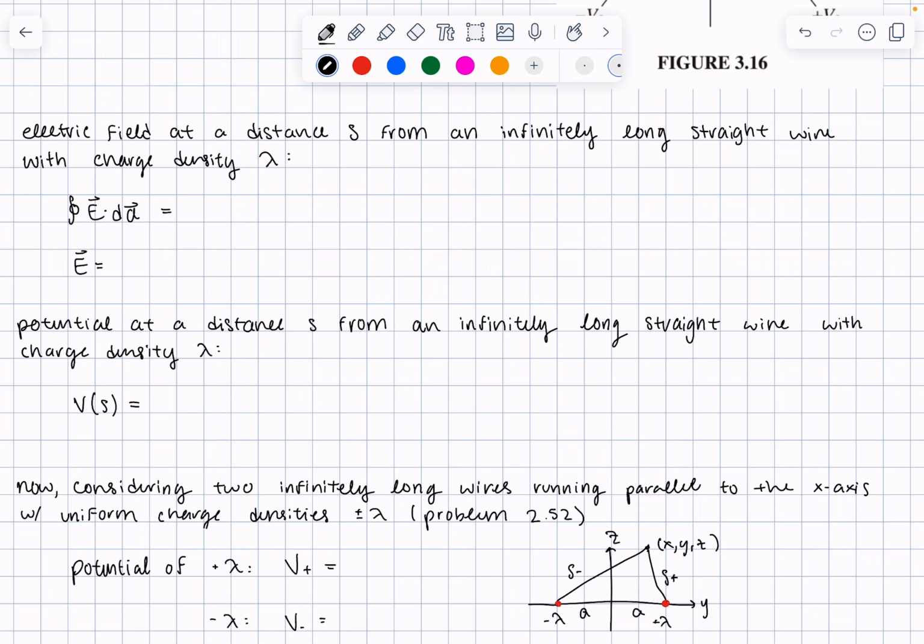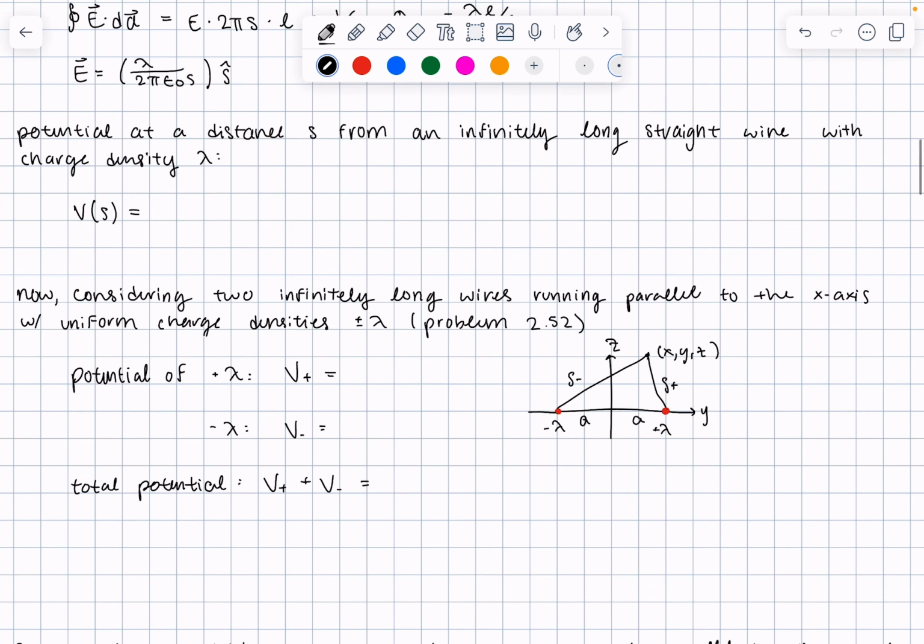So we'll have that the closed integral of E dot dA is going to be equal to E times 2 pi s times our length L, and that's going to be equal to 1 over epsilon naught Q enclosed by our Gaussian surface, which is lambda L over epsilon naught. So therefore, our electric field is going to be equal to lambda over 2 pi epsilon naught s in the s hat direction.